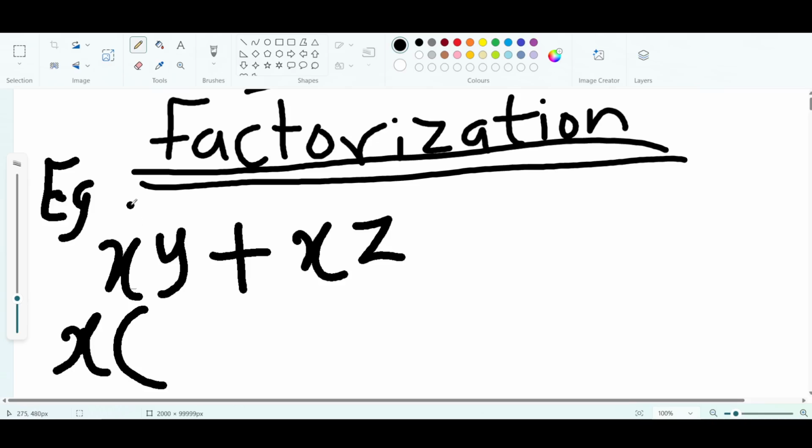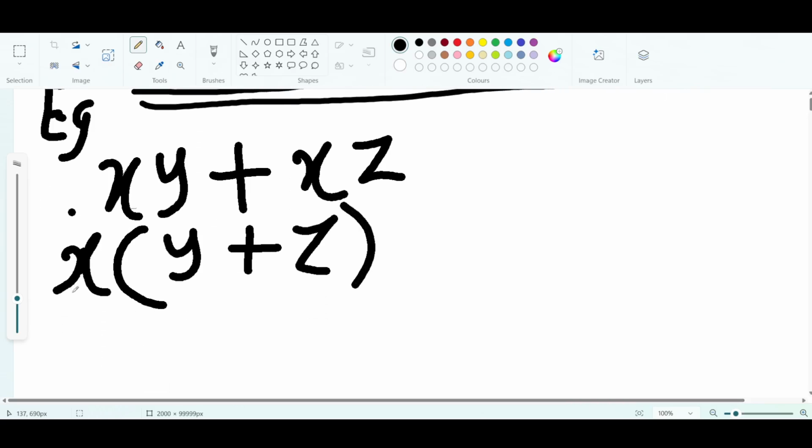So what are we going to be left with? It is going to be y. That is, this x will cut this x. What is now left is y. Now plus, this x will also cut this one, and what is now left is z. So this is what we call factorization. This is how we factorize an expression.